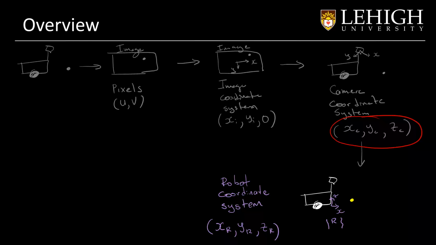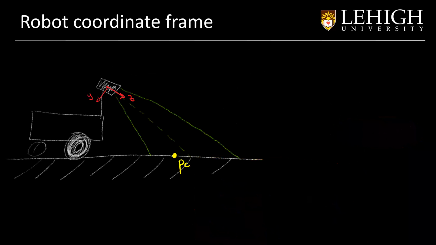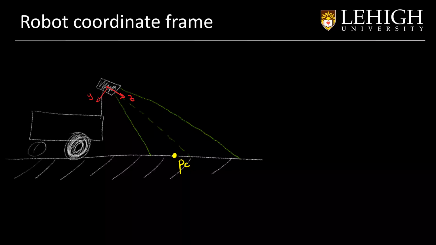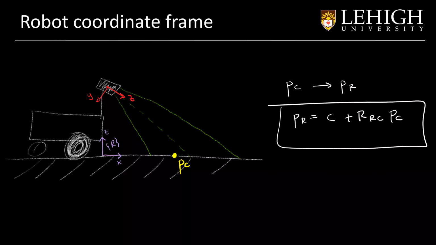Now, for our last step, we just need to convert that point to the robot coordinate frame. Converting the point from the camera frame to the robot frame is pretty simple, and we have done that before. This is simply using the equation of the transformation, that is c plus r, the rotation matrix that transforms from the robot to the camera, and the point pc. And finally, we got our point in the robot coordinate frame.